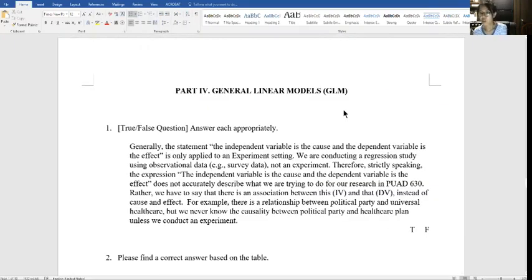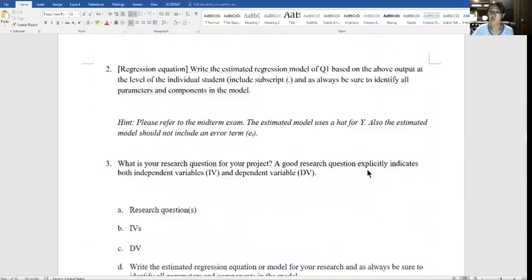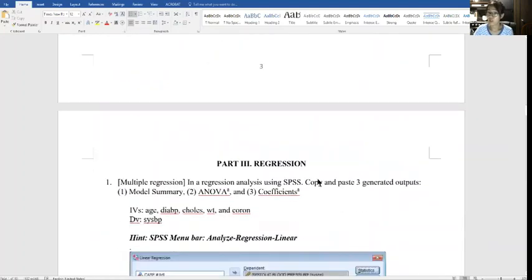GLM, general linear model. Most students will use this function, this SPSS menu, for your final paper also. So why do we have to use the GLM menu instead of the Part 3 regression menu? Well, both of them are multiple regression, but in regression, when you include a categorical variable in the model, you have to manually convert that into multiple dummies.